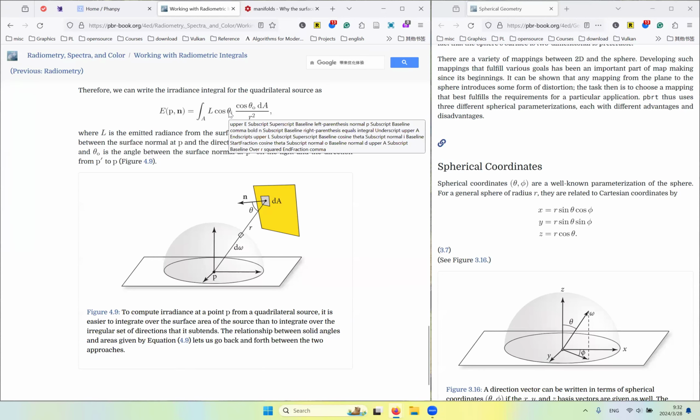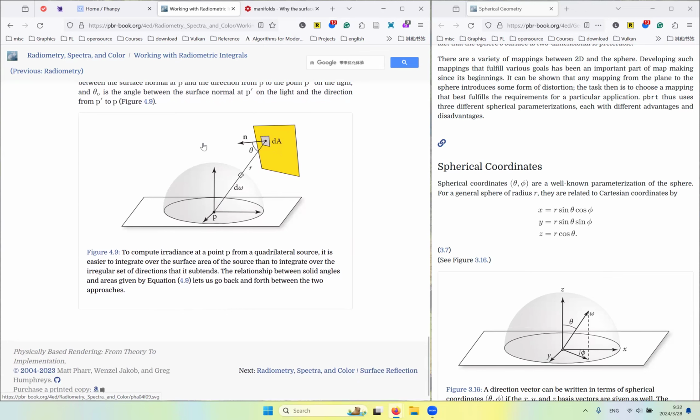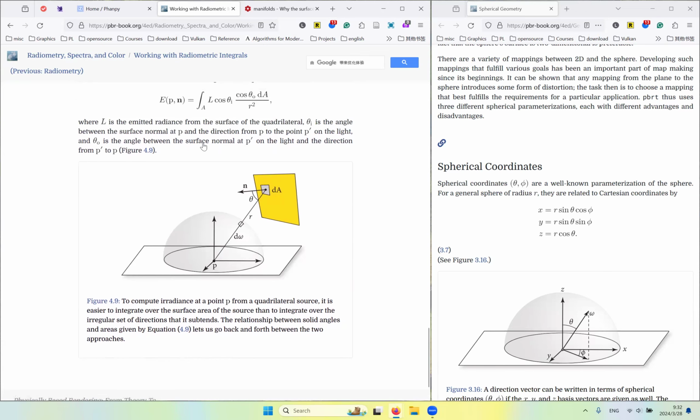We have a theta I, which is the angle here, and we have a theta O, which is the angle here. I think we're done with this chapter. Shorter than I thought, but also rather complicated stuff. It's short.